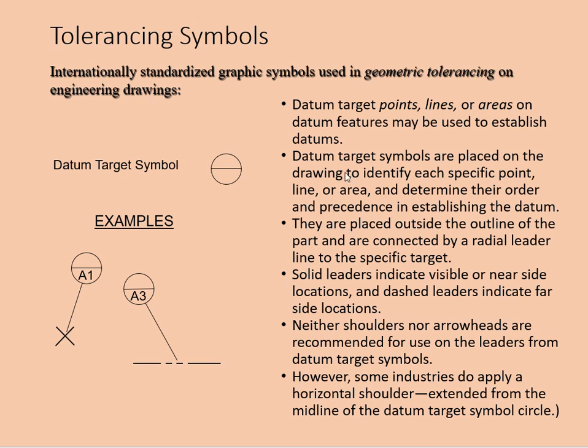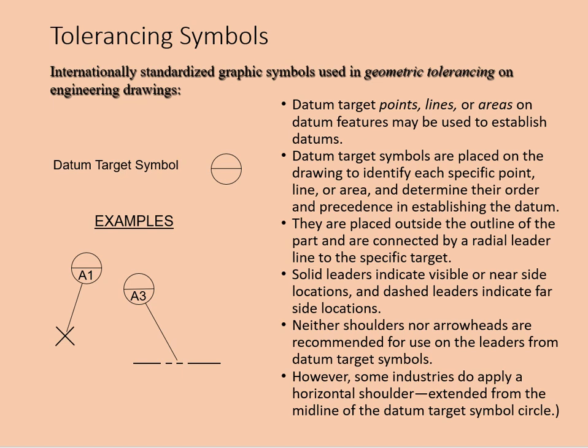So be careful. Your target symbol we're going to place in the drawing to identify a point or line or area or something. They're placed outside the outline of that part. You're going to connect that with the radial leader line, which is this, to the target. So here is your target. Solid leaders are your visible near side location, and dash lines indicate the far side location.